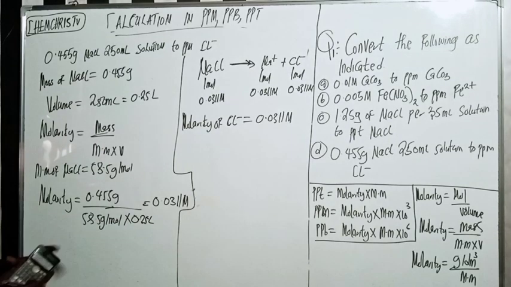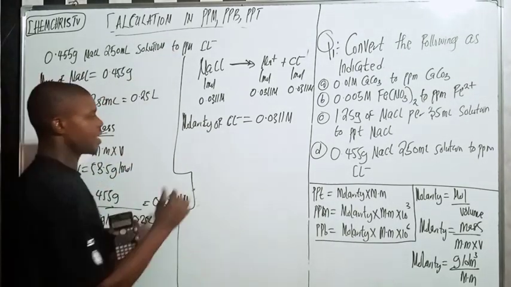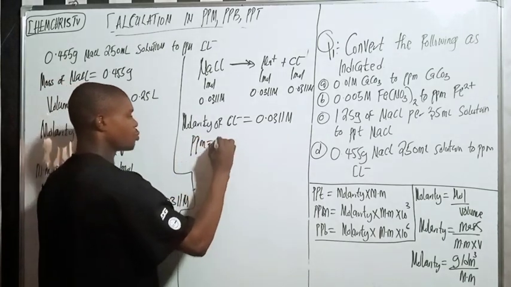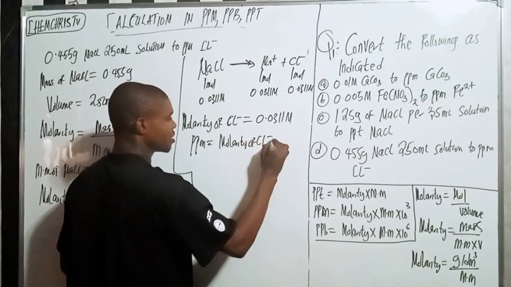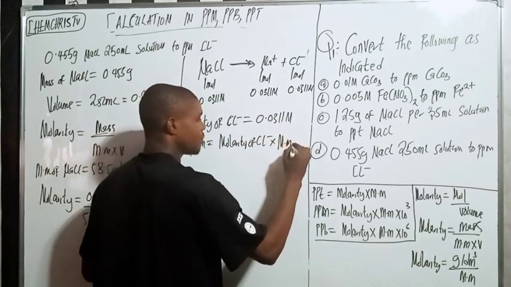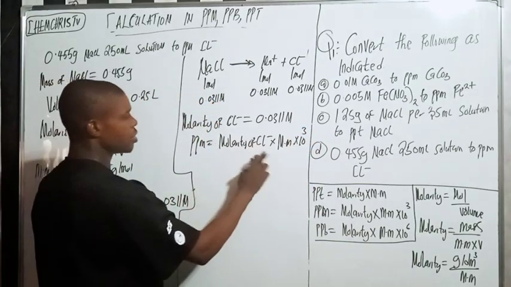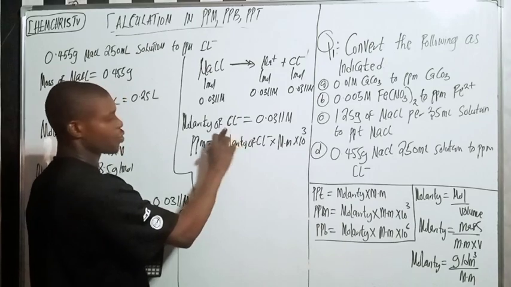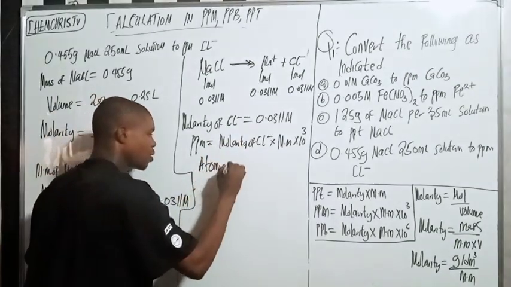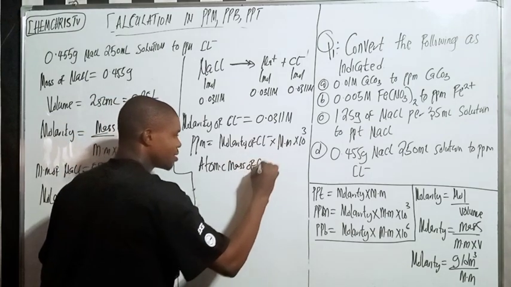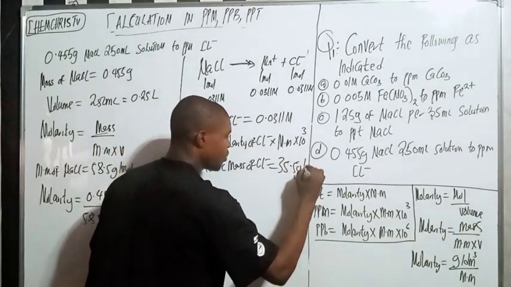Remember, which one are we using? They say ppm, right? Remember, ppm equals molarity of Cl minus times molar mass of Cl minus times 10^3, right? So I want to look at the atomic mass of chlorine minus, right? The atomic mass of Cl minus is 35.5 gram per mole.